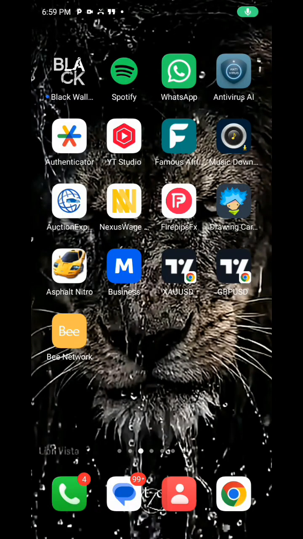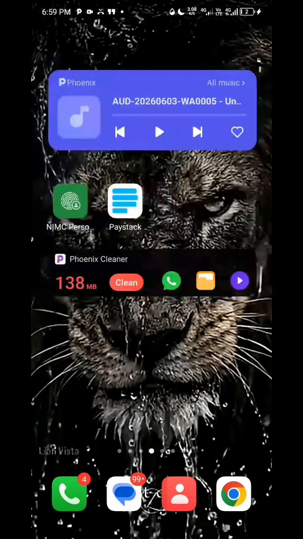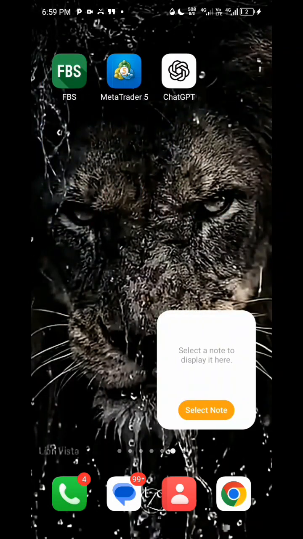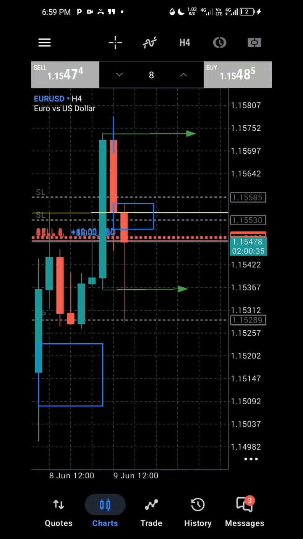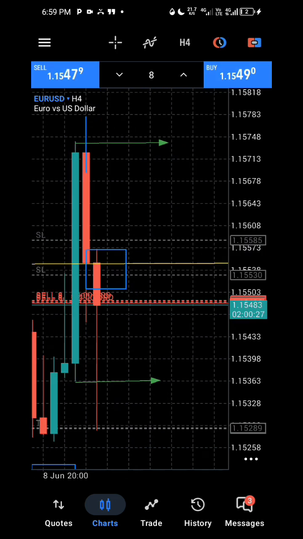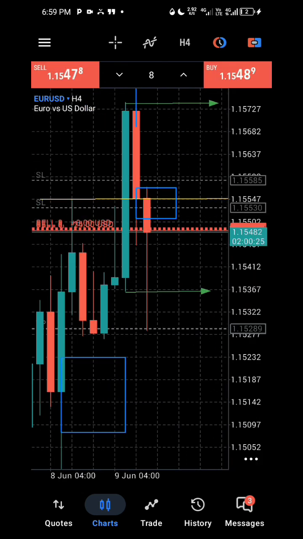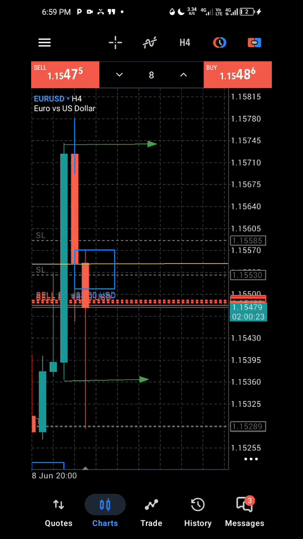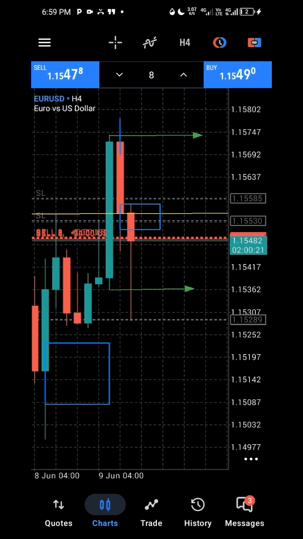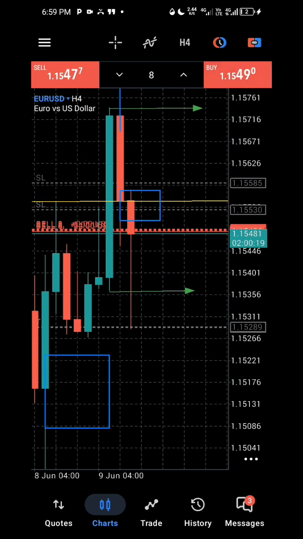Guys, I just entered a trade on my demo account this evening. This is 6:59. I've been trading since the morning. For now I'm still trading on my demo account, not yet funded. By the grace of God, I'll be funded by the end of the month. I'll fund my real accounts.